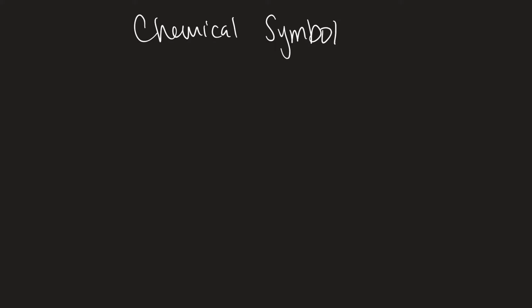Okay. So all atoms, as we said, have some number of protons, neutrons, and electrons. But how can we distinguish between one atom and the next? What is the biggest difference between a sodium atom and a lithium atom, or between an oxygen atom and a nitrogen atom? What is the biggest difference?